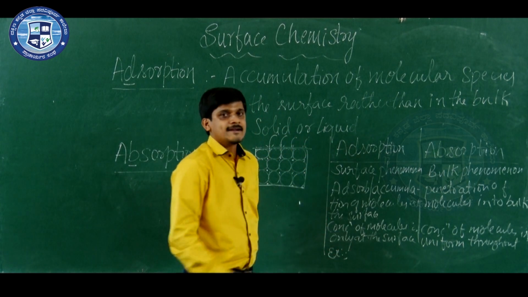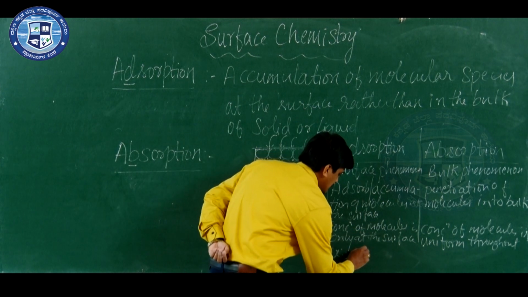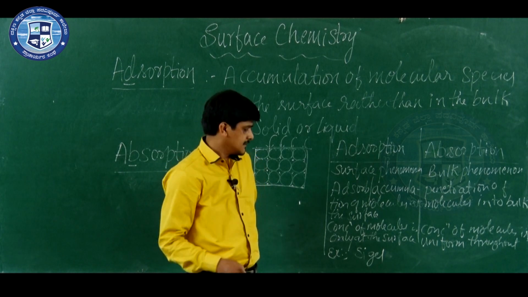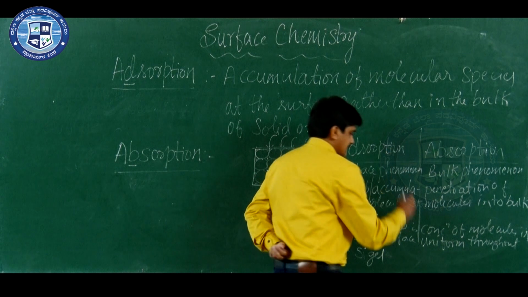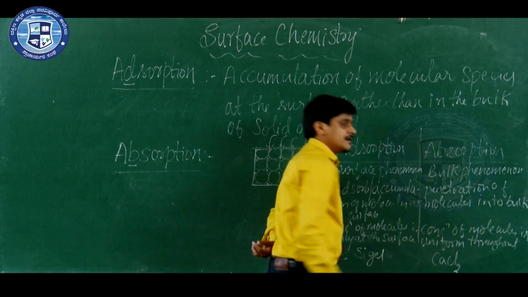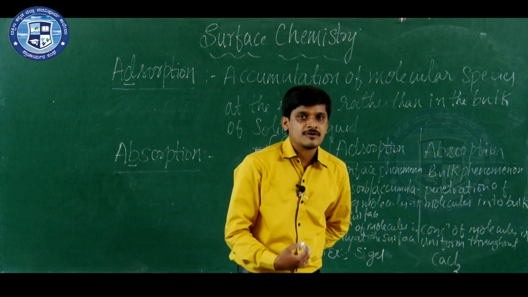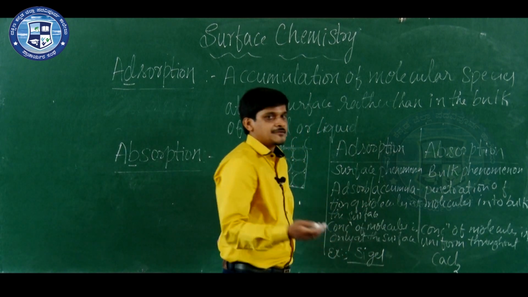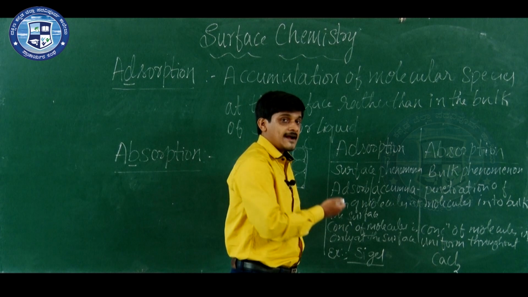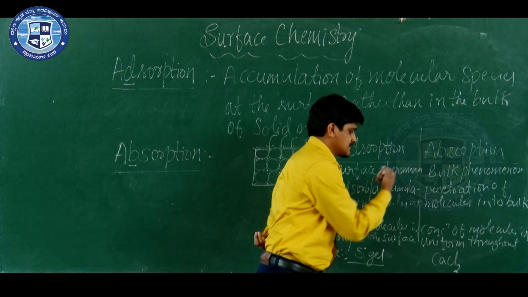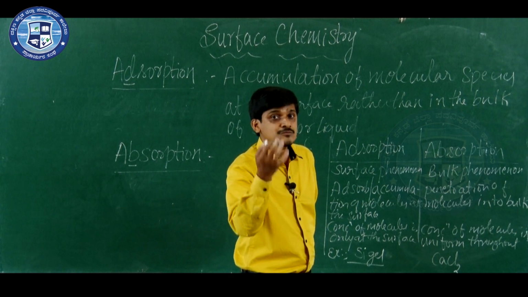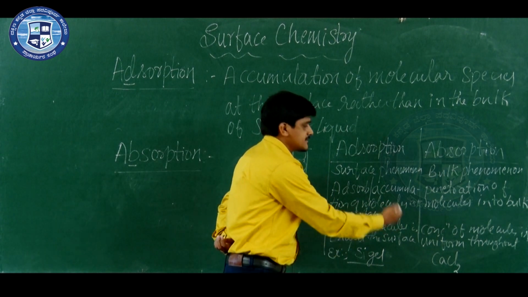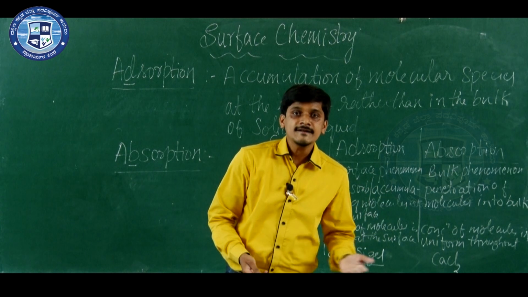An example for adsorption is the adsorption of water vapor on silica gel, whereas the absorption of water vapor into calcium chloride is absorption. If you put silica gel in the atmosphere, it adsorbs the water vapor present in the atmosphere, whereas calcium chloride absorbs moisture or water vapor from the atmosphere. So these are the differences between absorption and adsorption.